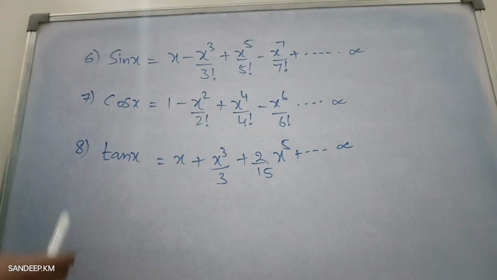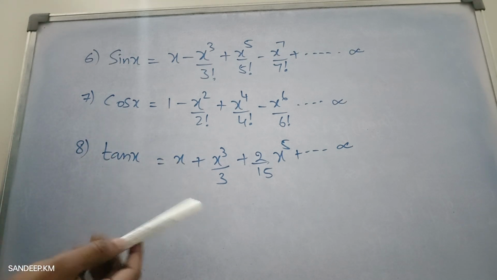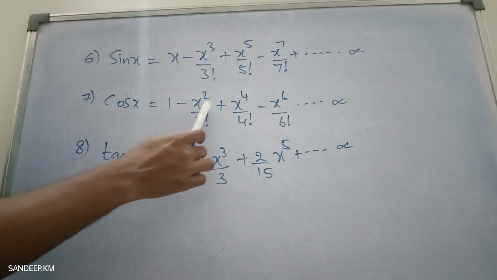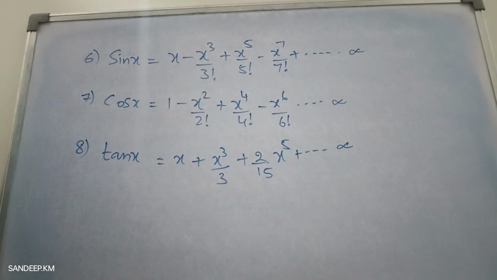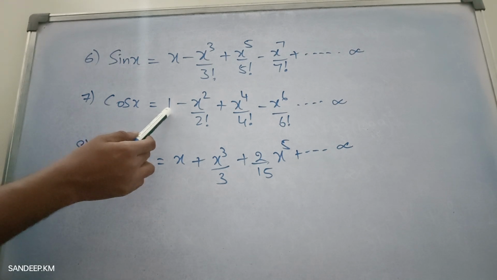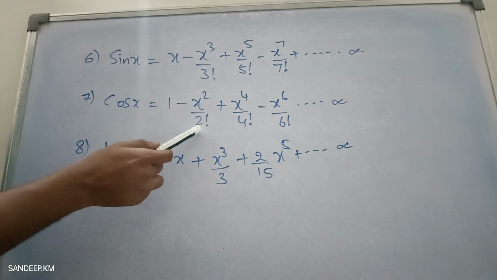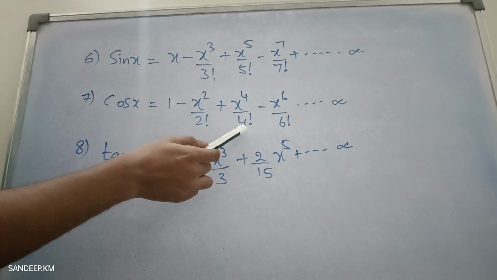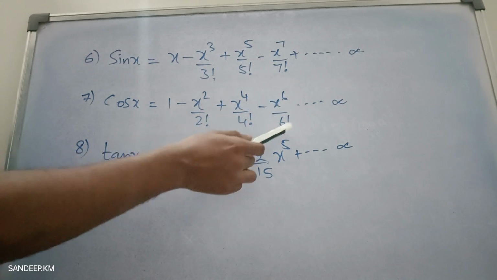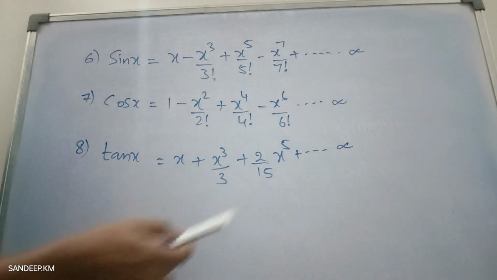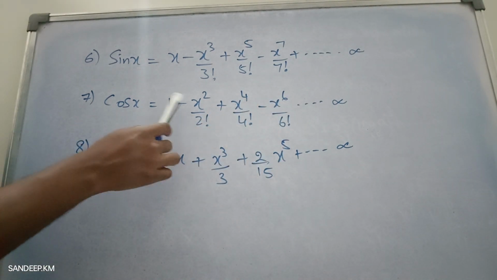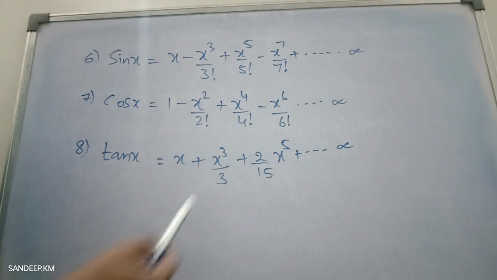Okay, now similarly, cos x is an even function, correct or not? It contains terms with only even powers of x. So this is x power 0, which means 1. X square denominator is 2 factorial. X power 4 denominator is 4 factorial. X power 6 denominator is 6 factorial and so on. And alternatively, plus sign and minus sign, plus sign and minus sign and so on.